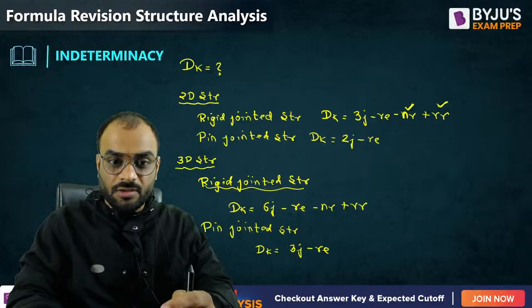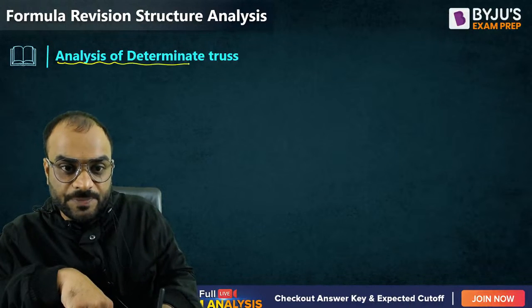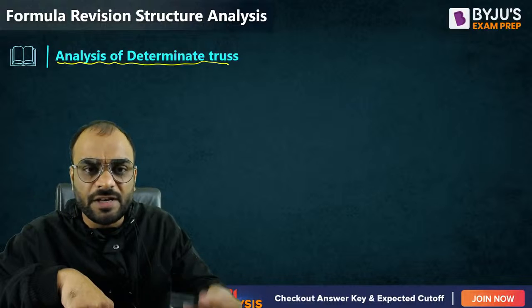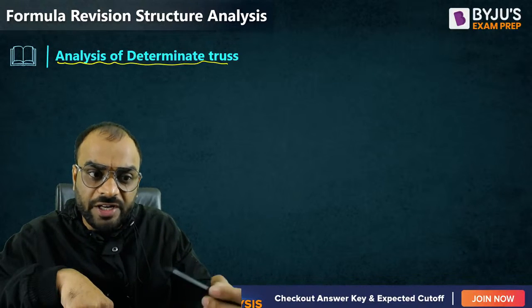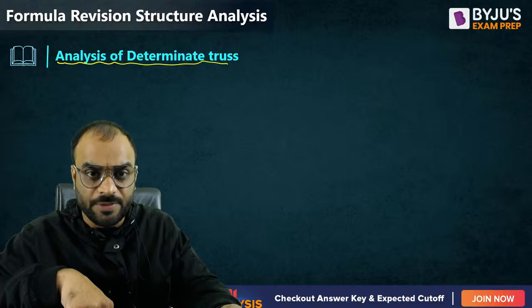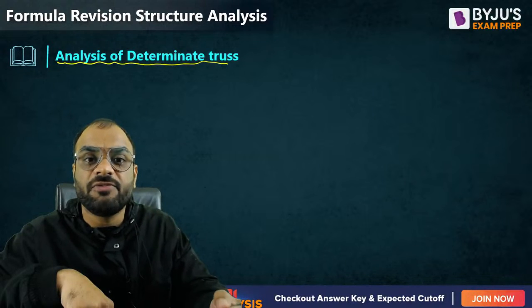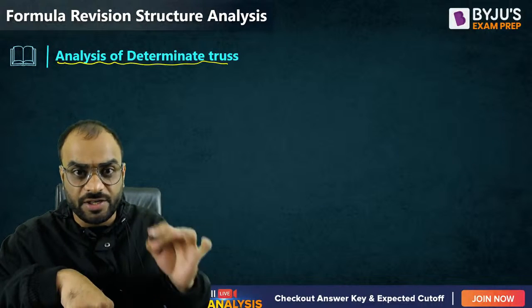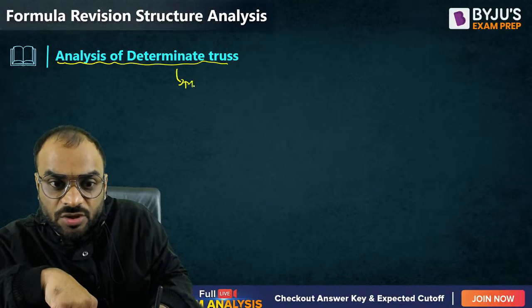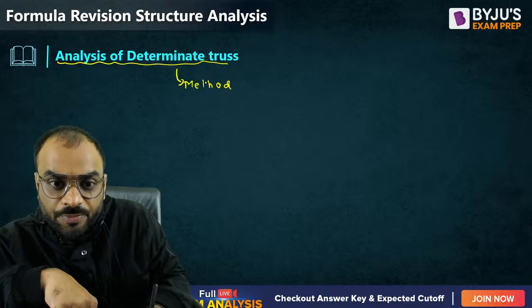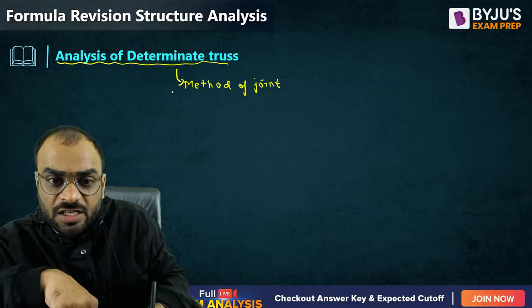Okay, now let's move to the next one, which is basically analysis of determinate truss. Now you know guys, in case of analysis of truss, there are two parts. One is to find out the forces in various members by using method of section and method of joint. And the second one is deflection of a truss joint. How can we find it out, right? So guys, first how to analyze it by using method of section and method of joint. If you use method of joint, how many joint equilibrium equations do you have to apply?